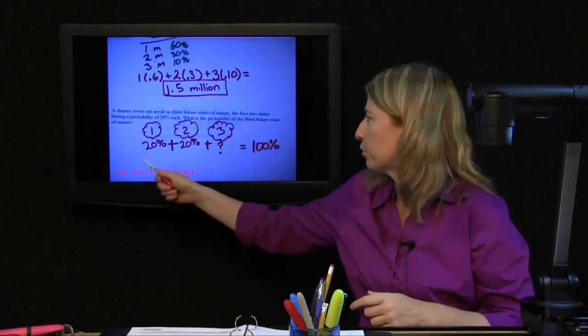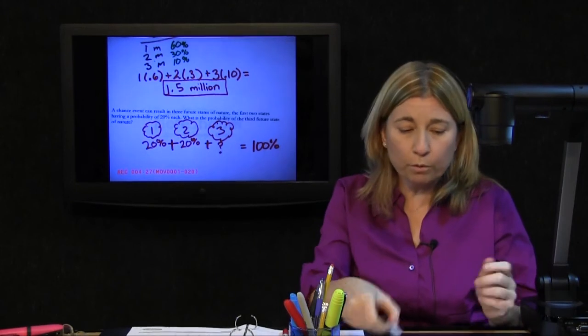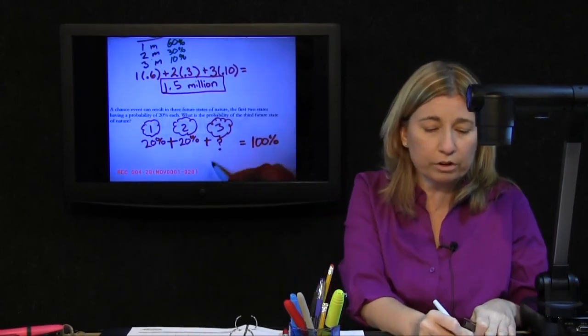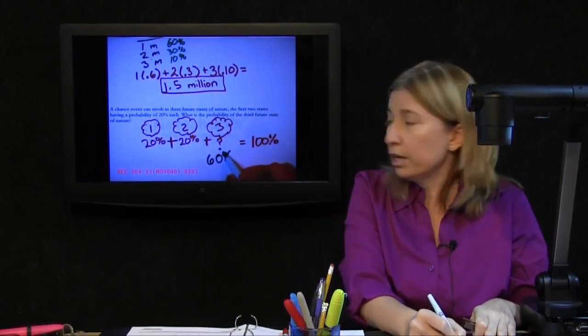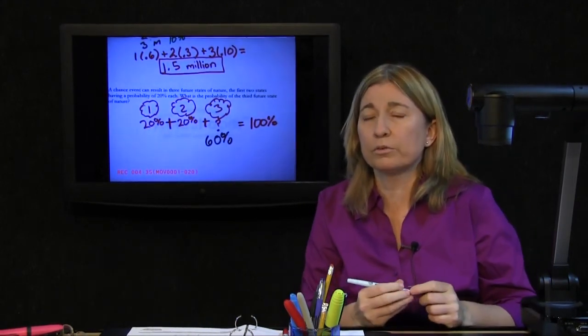So what's the answer to this question? All right, well, these first 2 add up to 40%. The whole thing has to add up to 100%. Therefore, whatever this mysterious third state of nature is, it's the most likely, it's got to be a 60% probability.